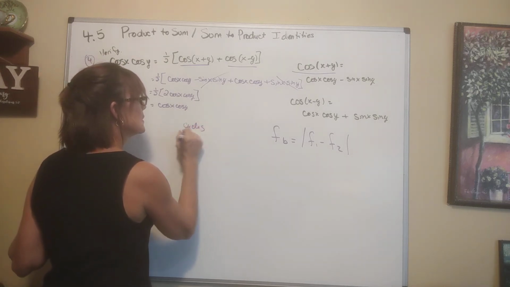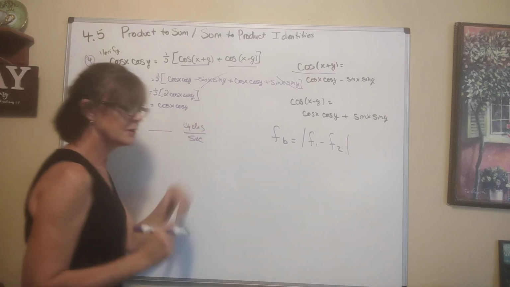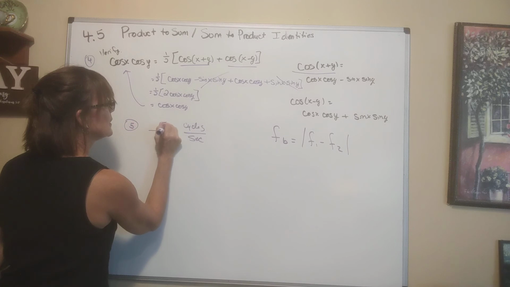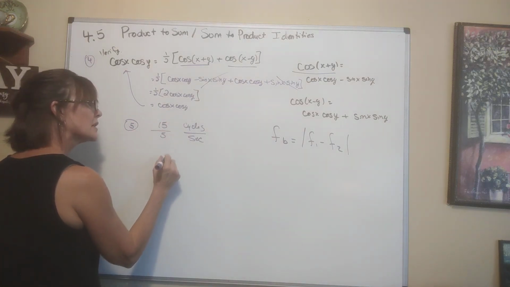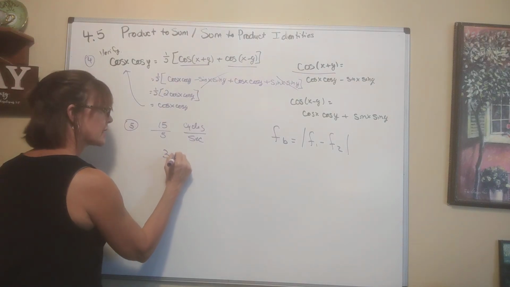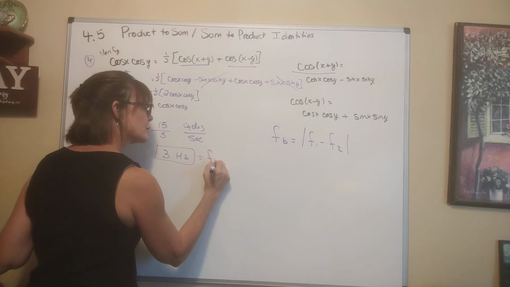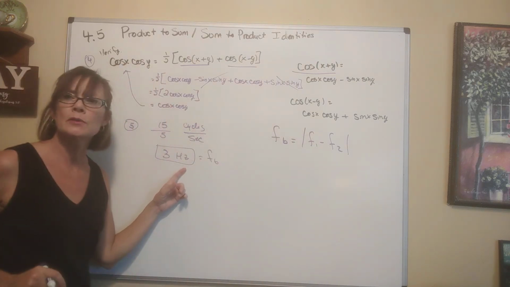Cycles per second. So how many cycles, how many beats did we hear? We heard 15. How many seconds did it take? 5 seconds. So that's really 3 cycles per second, or 3 hertz. This is what the beat frequency is, and this is also the difference in the 2 frequencies of the chord.